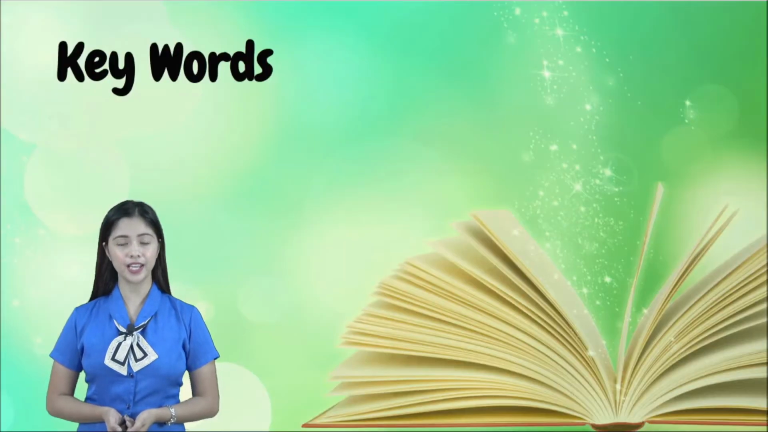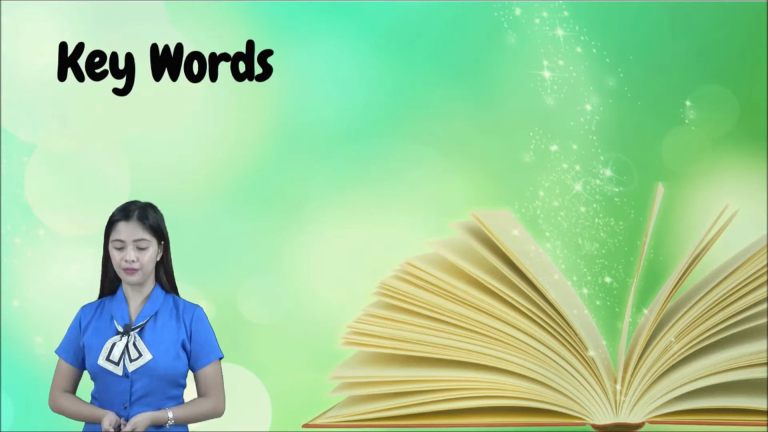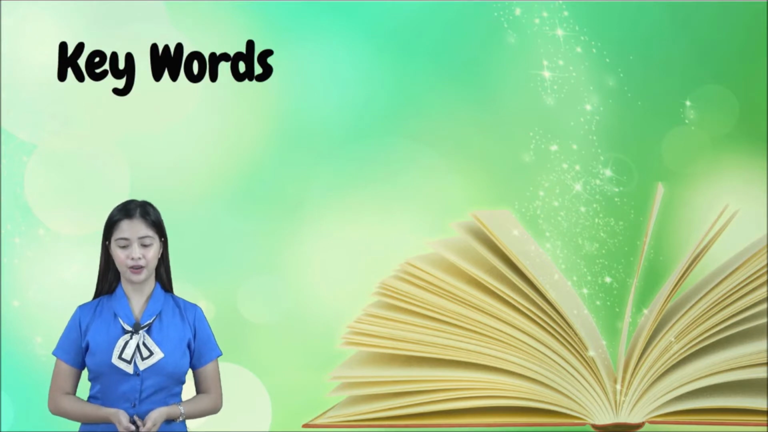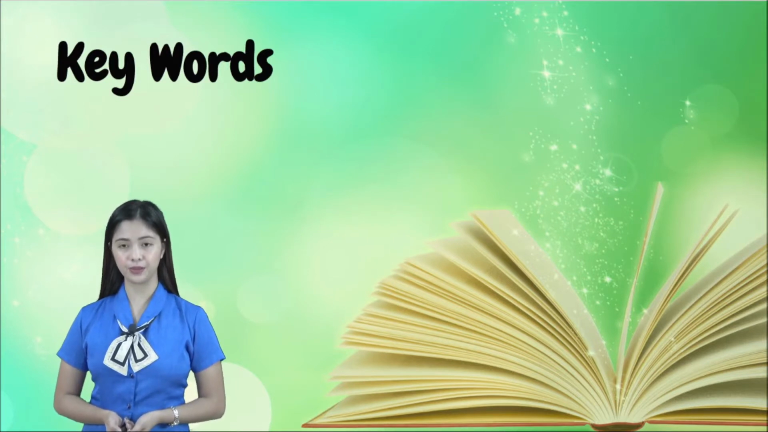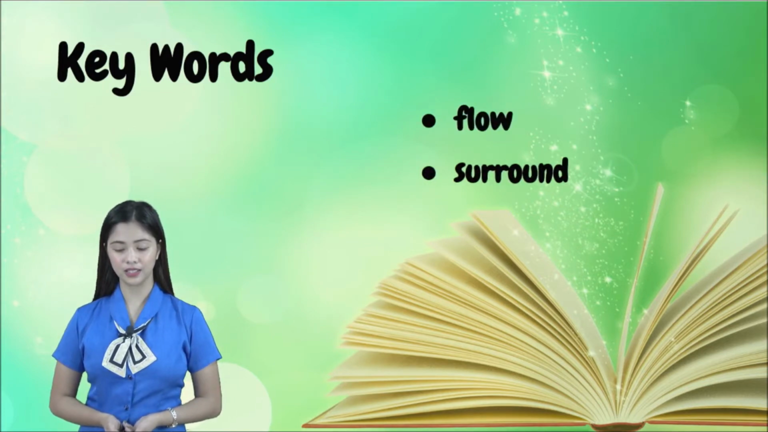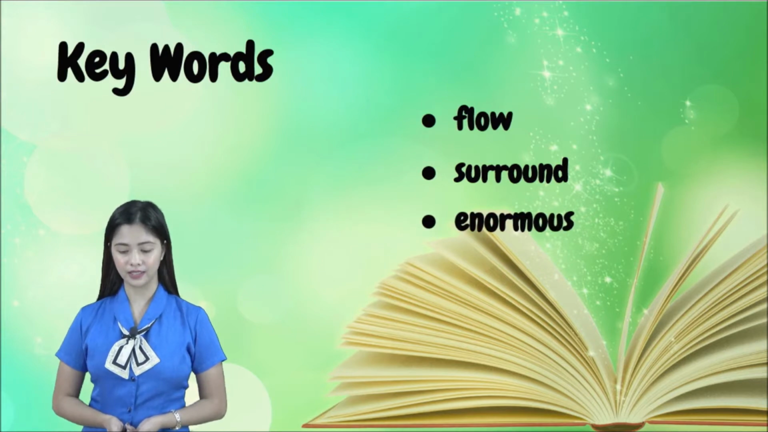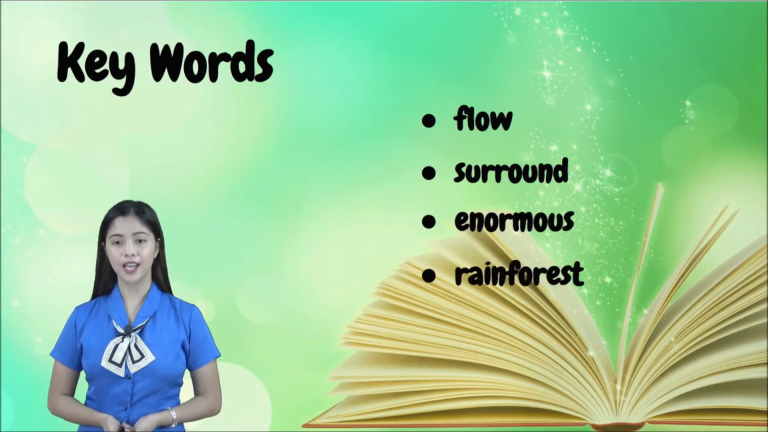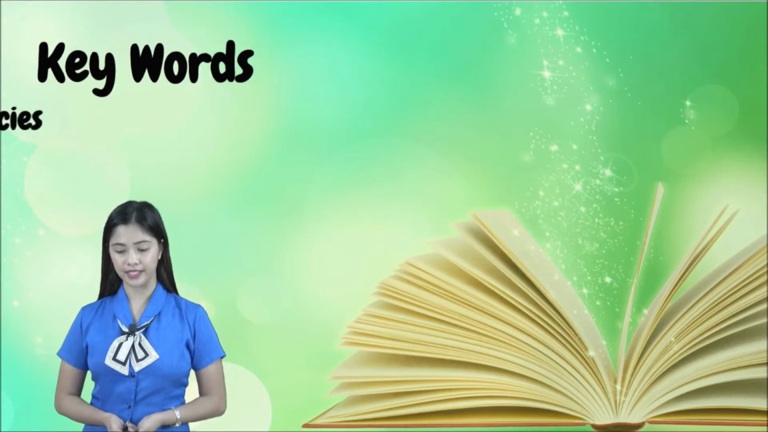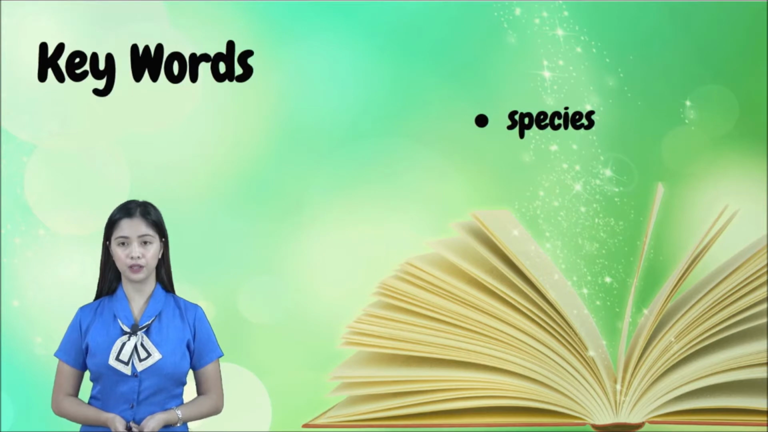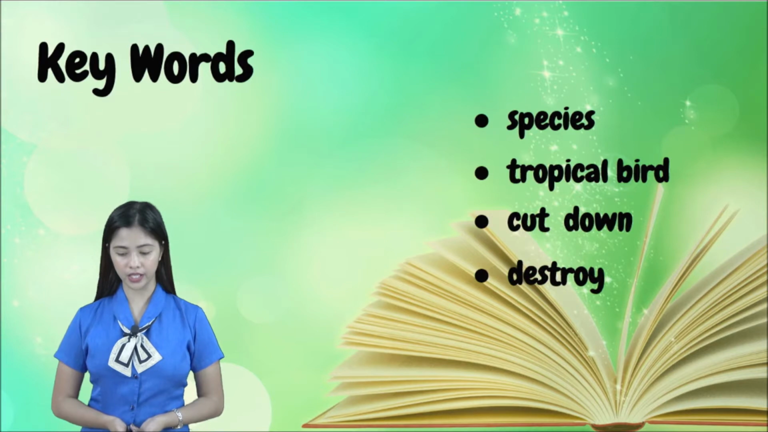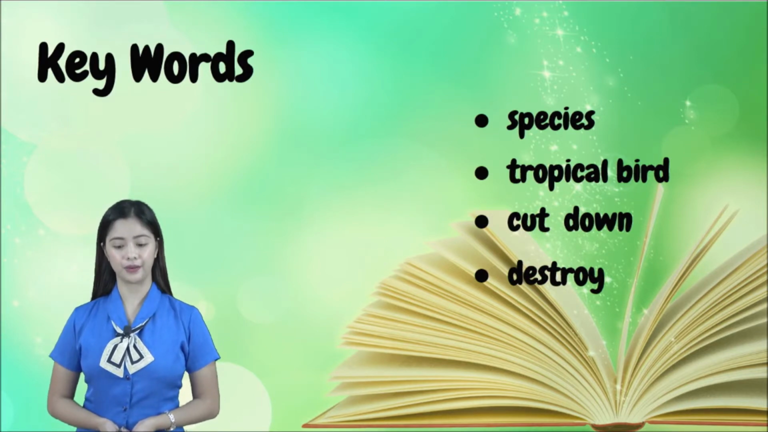So once again, kids, welcome to our reading class. And for today, let's have our keywords before I introduce you to our passage. First one is flow, followed by surround, enormous, rainforest, and amazing. We also have species, tropical bird, cut down, destroy. Those are our keywords for today.